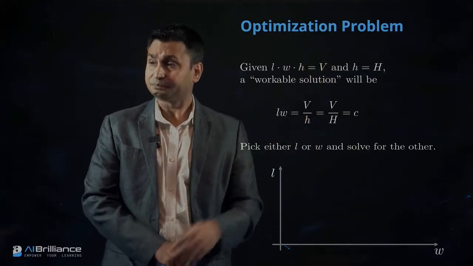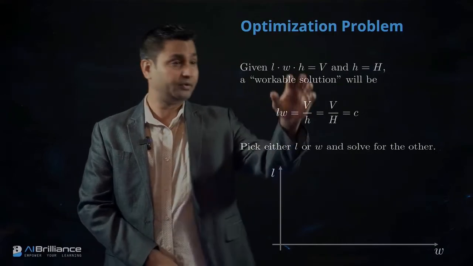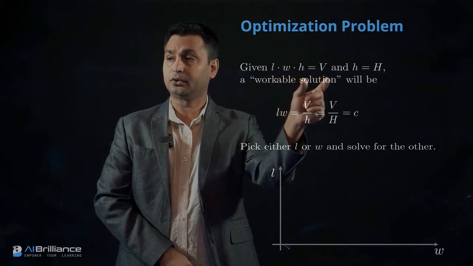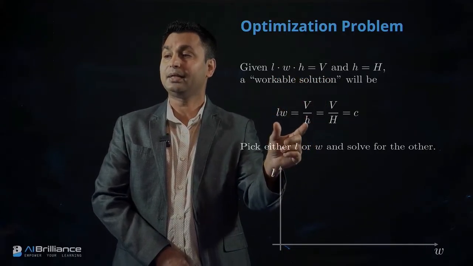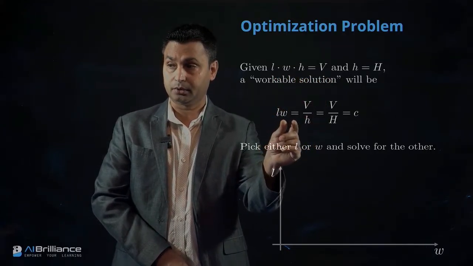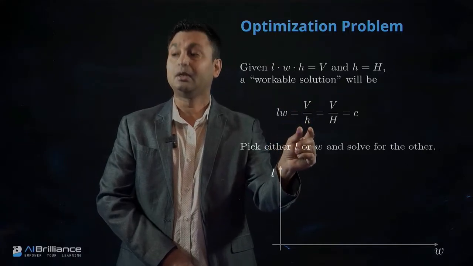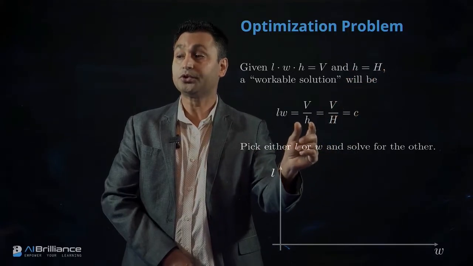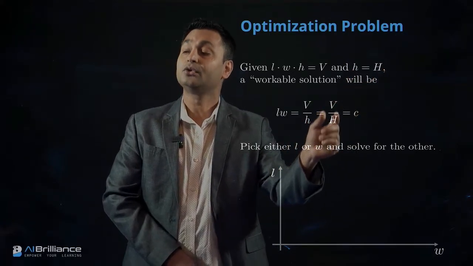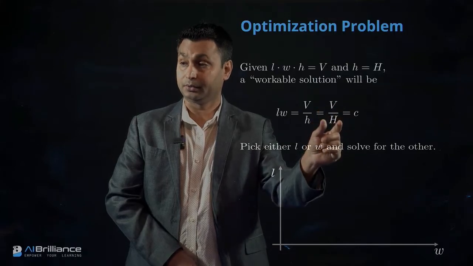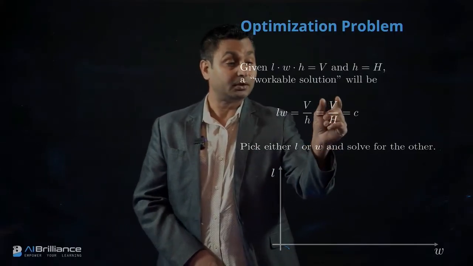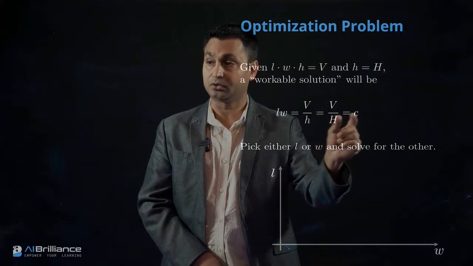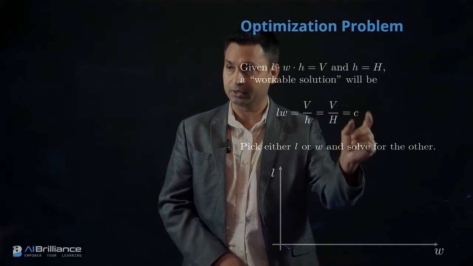So one of the workable solutions, given these two equations, is that I can take this LW multiplied by H is equal to capital V, and I can write that equation as LW is equal to capital V by H, and I know that small h is also fixed, equal to capital H, so I can substitute small h by capital H. So we have capital V by capital H. Now remember, capital V is constant, capital H is constant, so the ratio of two constants is going to be constant, and that is denoted by C.